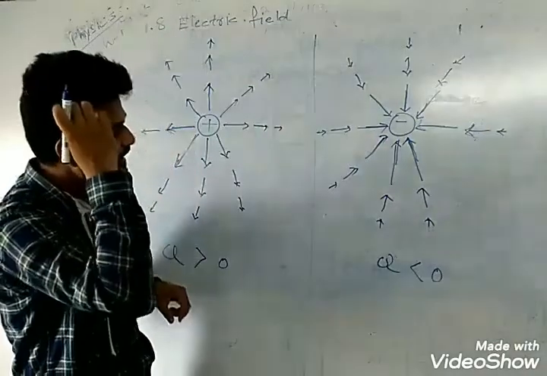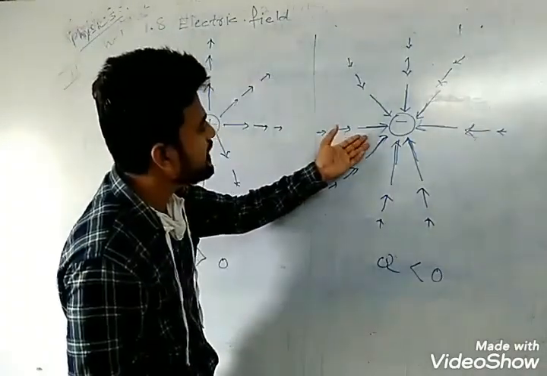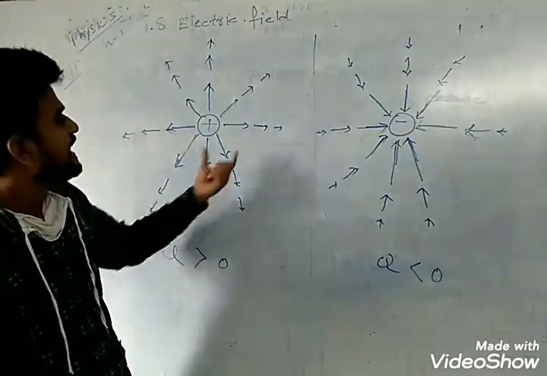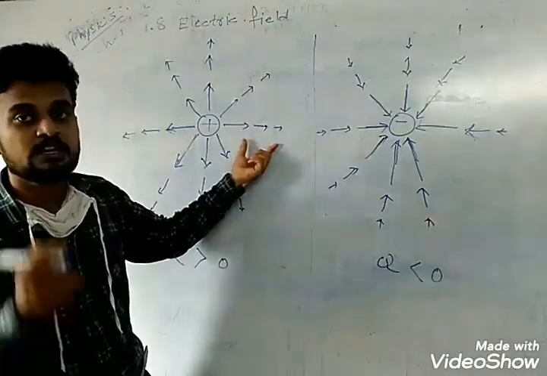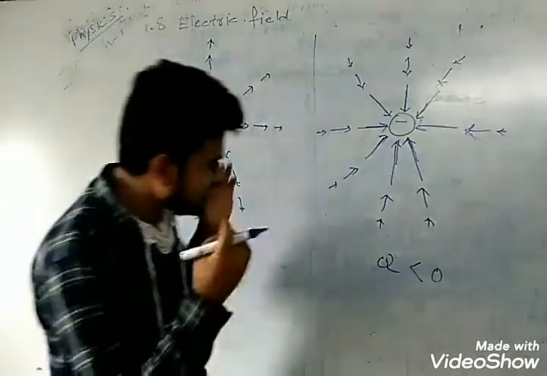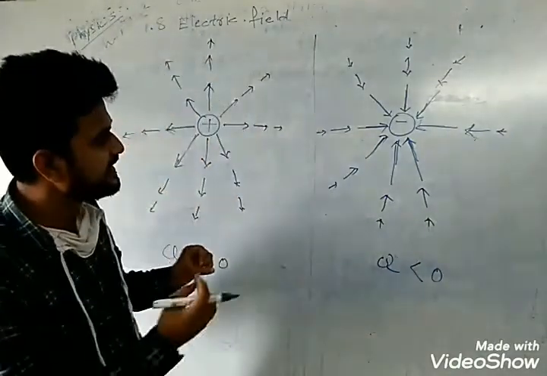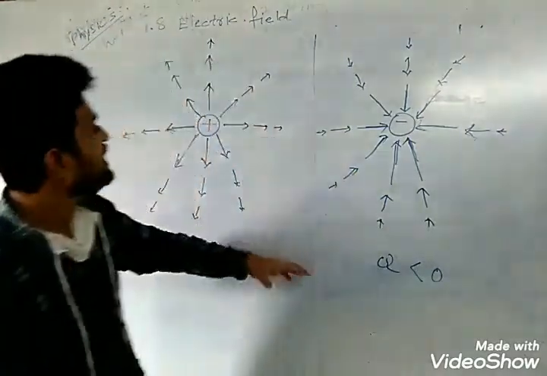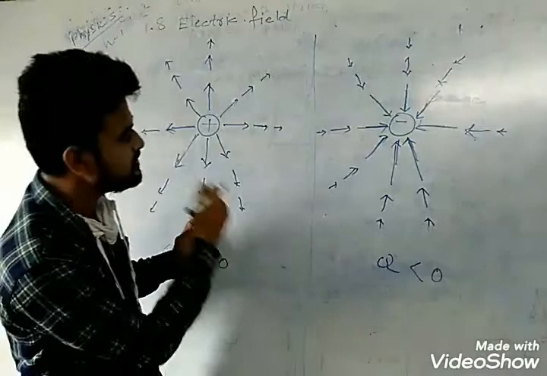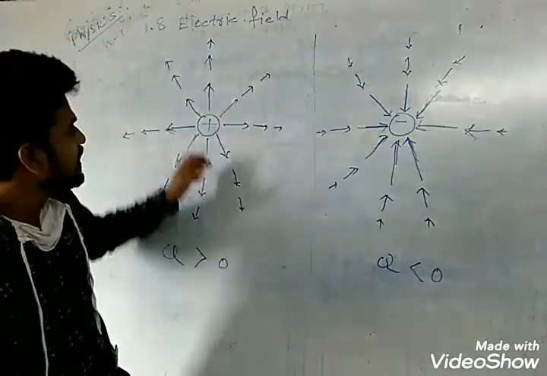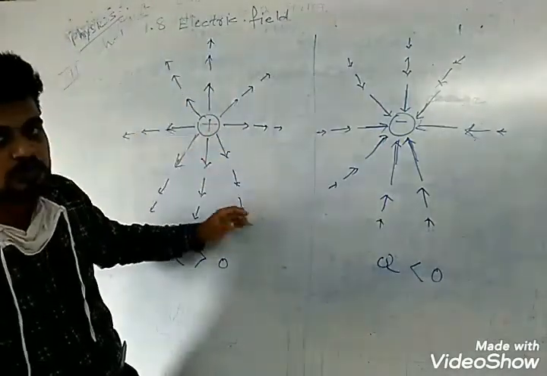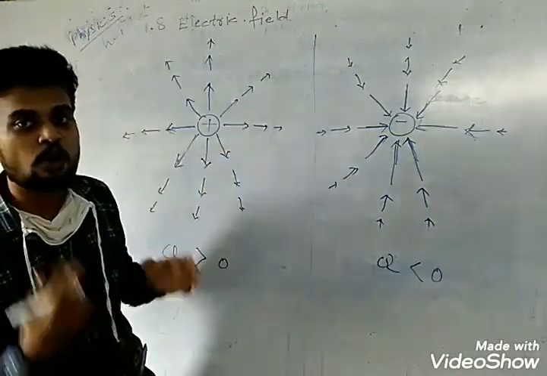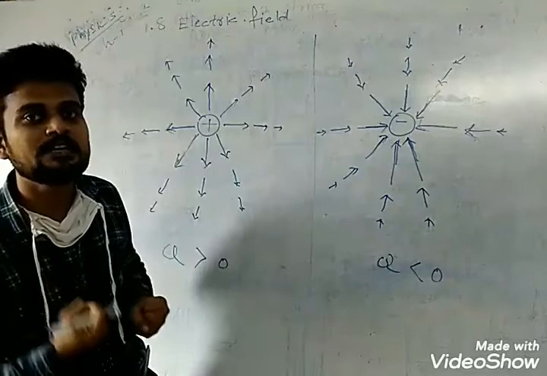Here we see that the length of the arrow decreases away from the source. This is the indication of the decrease of the electric field, in both cases, for positive charge and negative charge, away from the source. The arrow represents the decrease of the electric field effect.